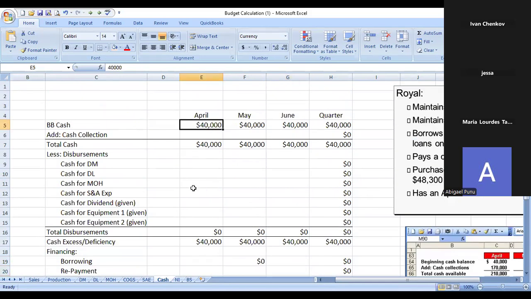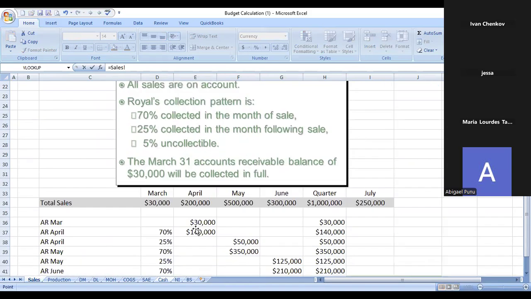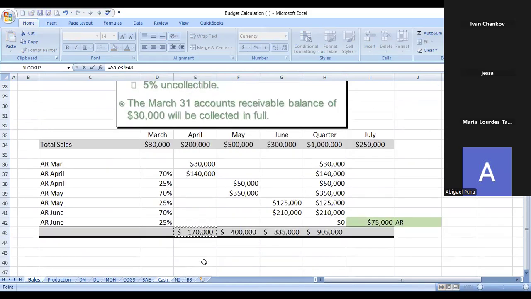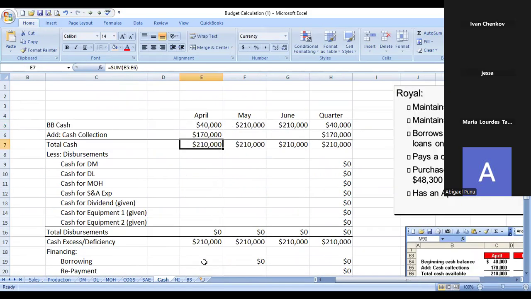So first thing first, we started April with $40,000 cash, which we have at the end of March. Then we collected some cash. How much cash did we collect? We have to go to the sales budget and see how much we collected. In April, we collected $170,000. So in total, we have $210,000 cash.